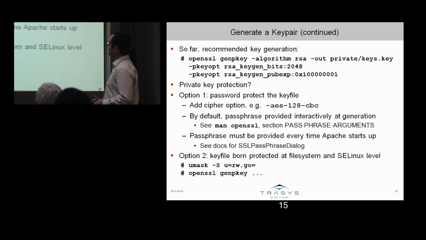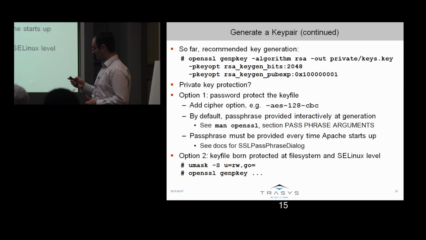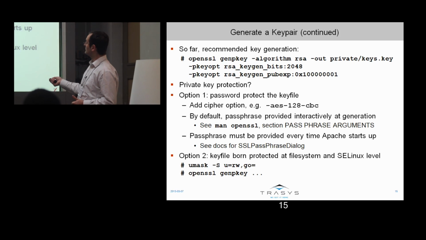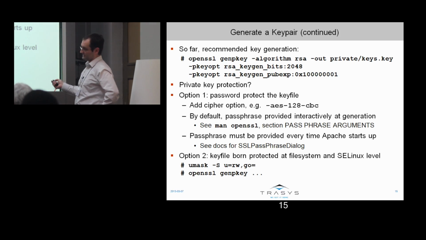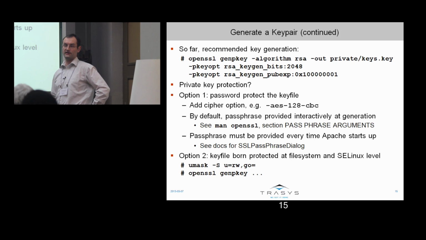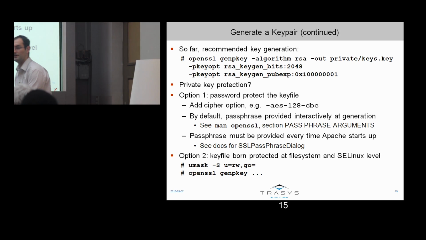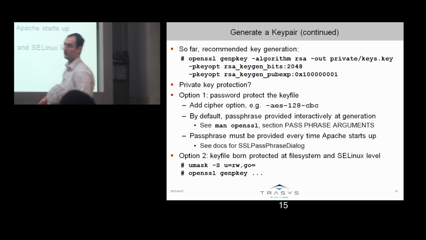So either we password protect the file, and we could even choose the cipher under which to protect it, for example, 128-bit AES in CBC mode. But there's a disadvantage if you have a private key file protected like this. The disadvantage is that whenever you start your Apache again and it needs to get to the private key so that it can start using it in TLS, somebody will need to be there to type in the password.